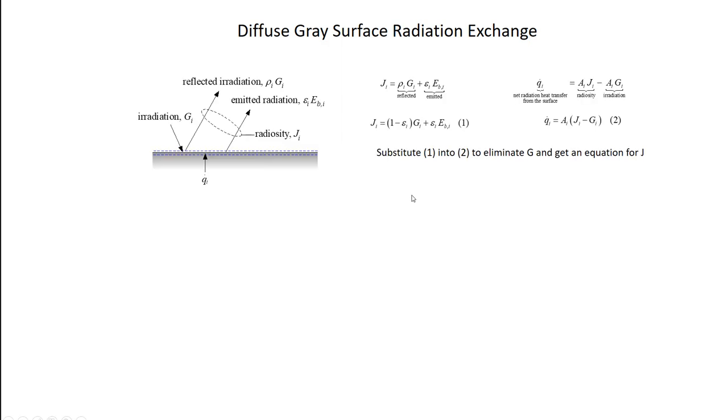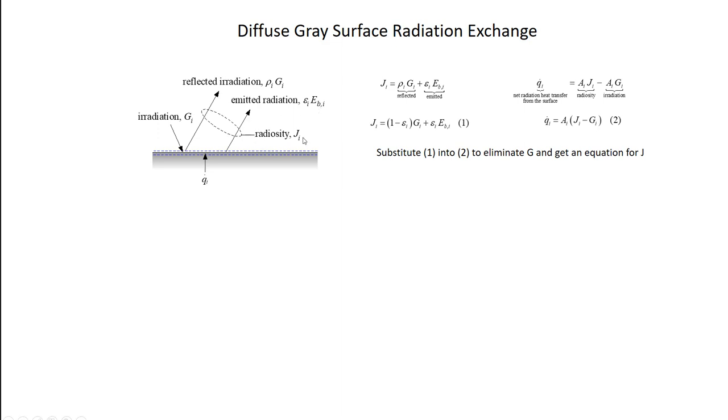The second piece of the puzzle is actually thinking about what's called radiosity. So we have a surface sitting here. It's being exposed to some irradiation, right, from other places. We talked about that already. It's maybe being heated or cooled in some way. And then we have some of this irradiation that is reflected, and then we also have the surface itself emitting radiation, and that's how much is emitted. Of course, that'll be the emissivity times the black body emissive power.